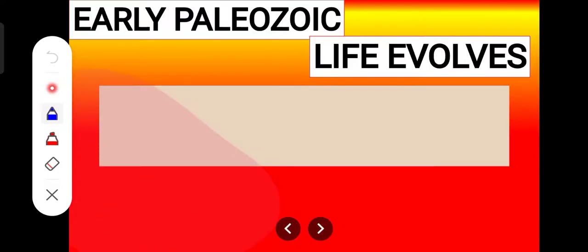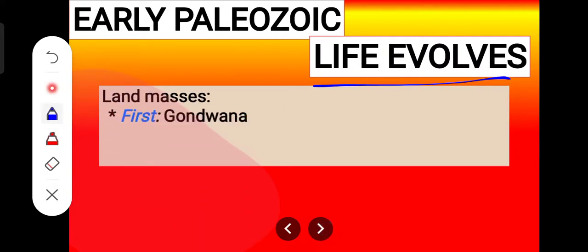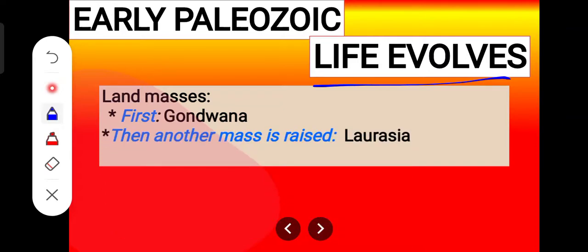Let us start with Paleozoic. In early Paleozoic, life began to evolve. And also, we have the formation of the different land masses. First is the Gondwana, and the other one is the Laurasia. Under the Gondwana, we have your South America, Africa, Australia, Antarctica, and Asia. In Laurasia, we have your North America and the Eurasia. Then take note, in the Permian period, there was the formation of the second supercontinent, which is the Pangaea, wherein all continents get together again.